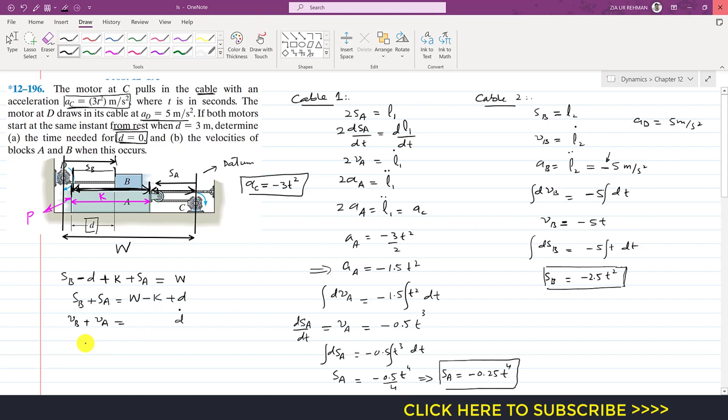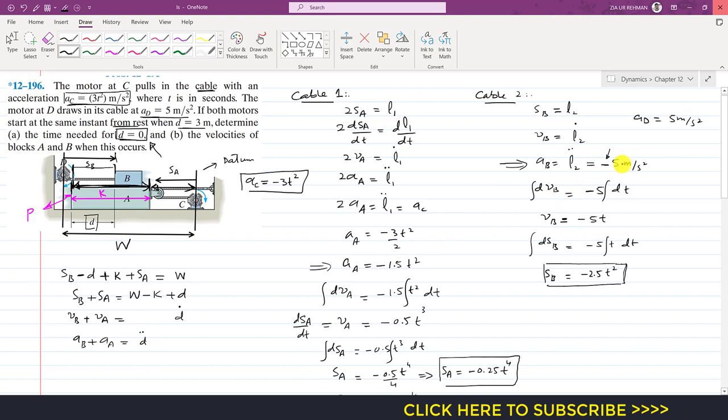And similarly, if I take one more derivative, then this will be AB plus AA, and this will be equal to D double dot. Now we know AB is 5 meters per second square, right? So I will write that this is minus 5, and AA is minus 1.5 t square, right? So minus 1.5 t square, and this will be equal to D double dot, right?